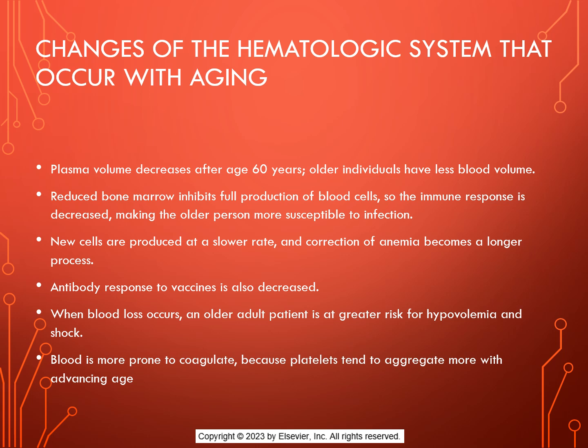Blood is more prone to coagulate because platelets will tend to aggregate more with advancing age, and there are alterations in clotting activity. A daily low-dose aspirin can sometimes be prescribed to counteract this phenomenon. Pigment loss and yellowish cast to the skin are common changes associated with aging. These routine skin changes will make pallor and jaundice more difficult to discern in older adults.